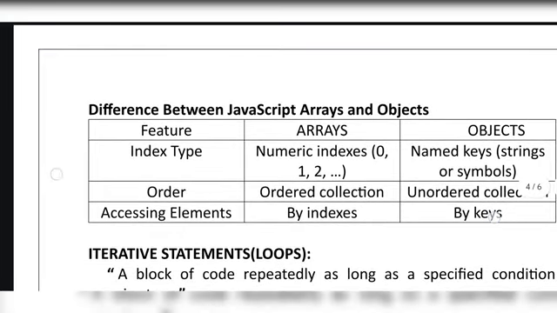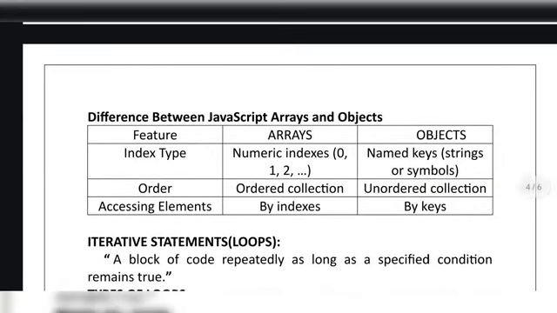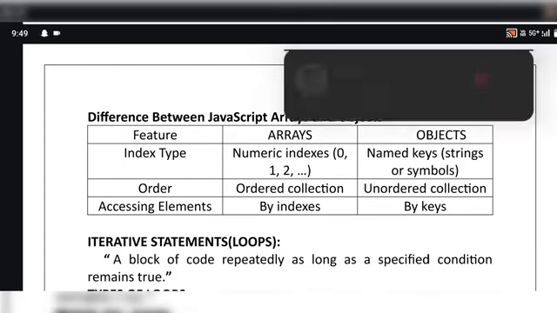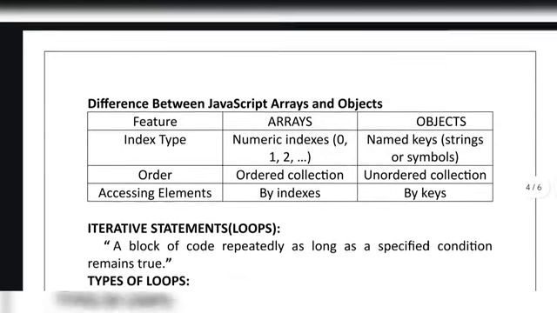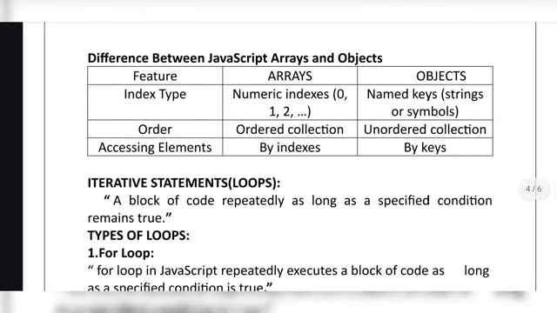The next topic, difference between arrays and objects in JavaScript. Index type: arrays use numerical indexes 0, 1, 2, and objects use named keys, strings or symbols. Arrays are ordered collections and objects are unordered collections. Accessing elements by indexes and by keys.